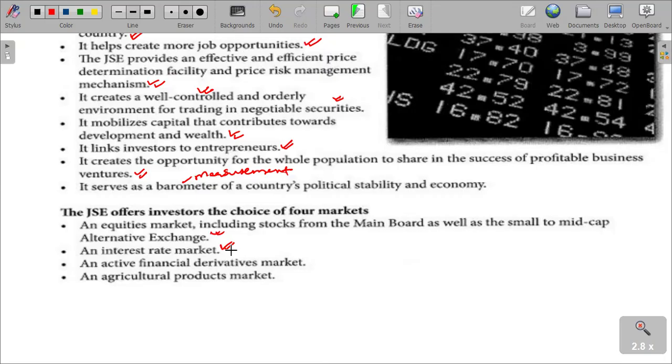What you need to understand is that it provides investors the choice of 4 markets: in terms of understanding the interest rate, and also an active financial derivative market, as to say how the financial performance of the country is running, as well as agricultural product markets. I'm sure you can understand these from our news every time we have news reporting or news updates. These kinds of information benchmarks are always provided. So please take note that these are the investors' choice markets, which are linked to the JSE.